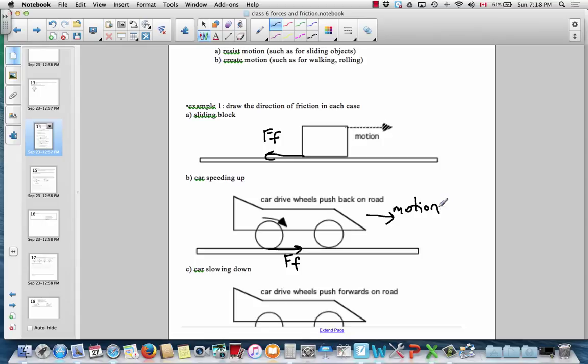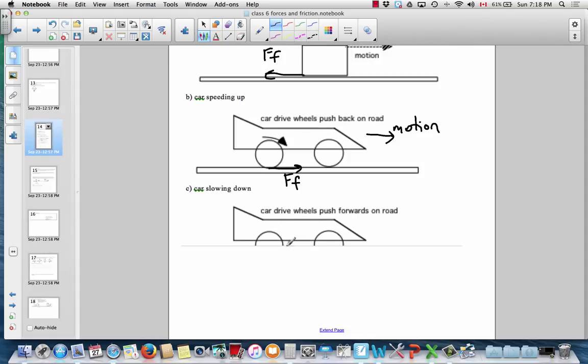The same thing occurs when you're walking, right? When you apply power to your feet using your leg muscles, the feet tend to slide backwards, so the friction force is forwards. It's friction that actually creates that motion. Now, if the car happens to be slowing down, then the drive wheels tend to push forwards on the road, and then friction is opposite to the motion to slow it down.